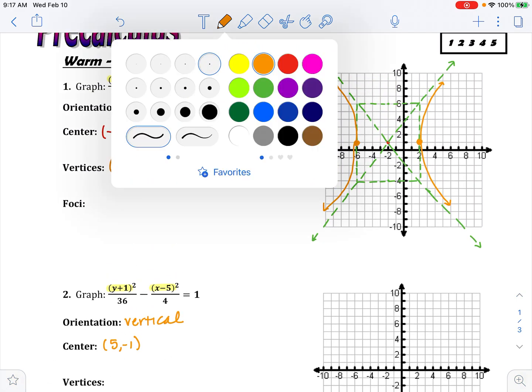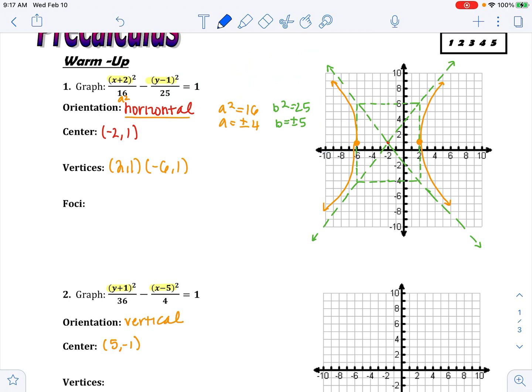Oh, I forgot about my foci in the last one. So my foci I get by doing c squared equals a squared plus b squared. If you forget which one it is, look here and don't do that. Okay, so I have c squared is equal to 16 plus 25. c squared is equal to 41. Square root, plus or minus. Root 41 is not simplifiable. I do have to approximate it. It's less than root 49, which is 7, so this is 6 point something.